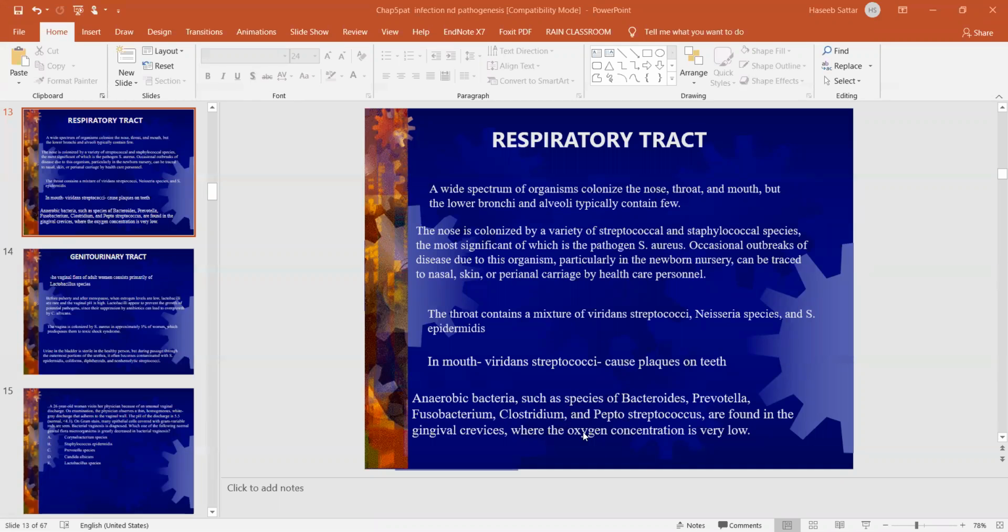Then I have explained to you that the anaerobic bacteria are also present in our mouth, especially in conditions where there is less oxygen. For example, gingival crevices, like deep in the gum. Because there is a low oxygen concentration, these bacteria cannot survive in oxygen. So that is why they are present in these sites.